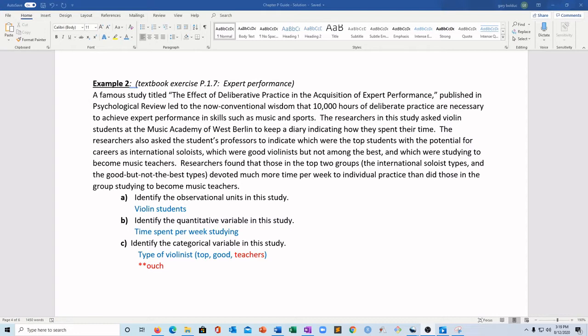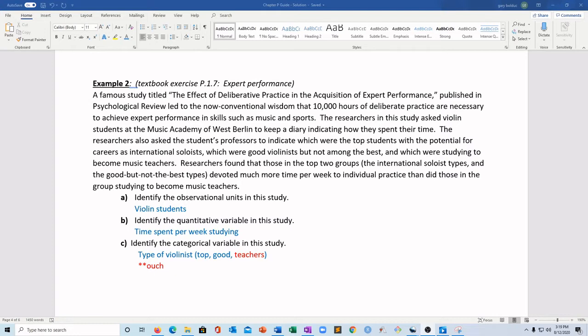So what they did was, right away, I want you to be thinking to yourself, okay, what info am I getting? Because to me, I hear that immediately and I go, that sounds like 2 different ways of thinking about information or data about these violinists. So that's making me think, variables. Okay, so continuing on, it said researchers found that those in the top 2 groups, the soloist types and the good but not the best types, had devoted much more of the time per week to practice than the group studying to become music teachers.